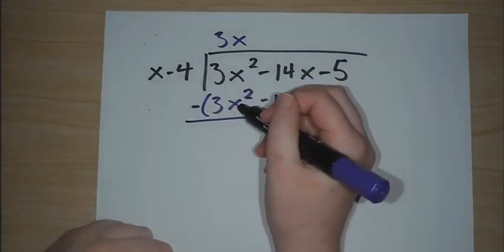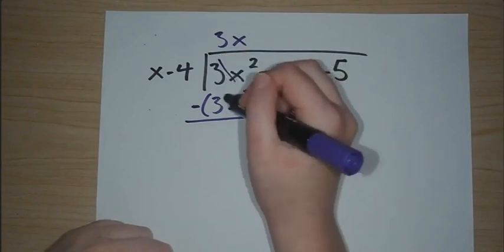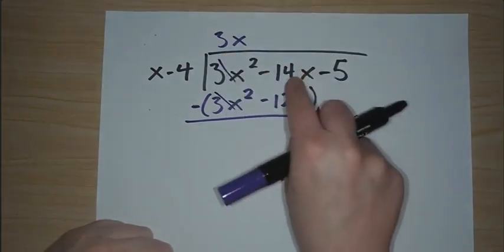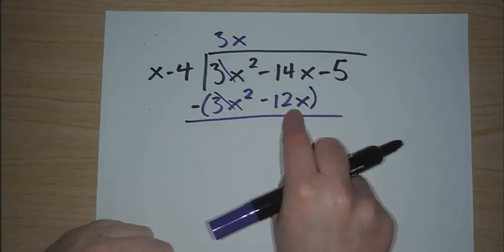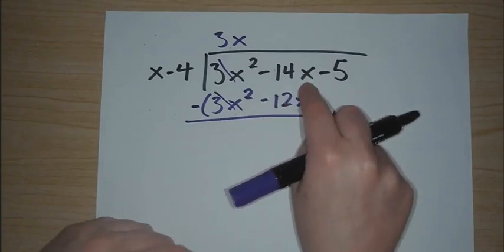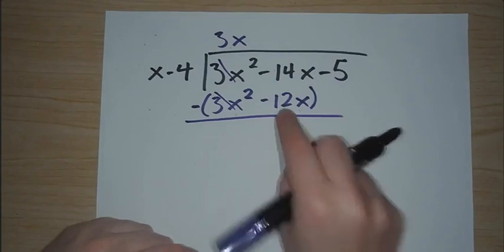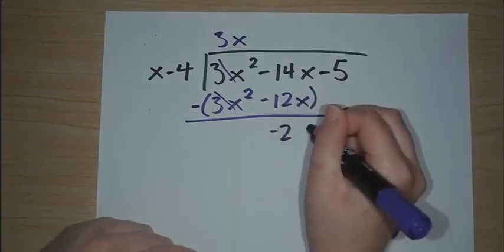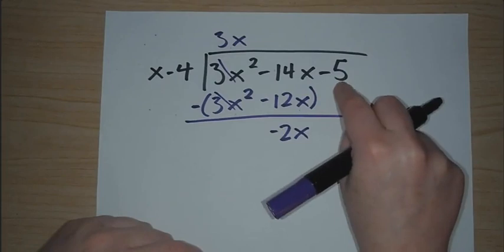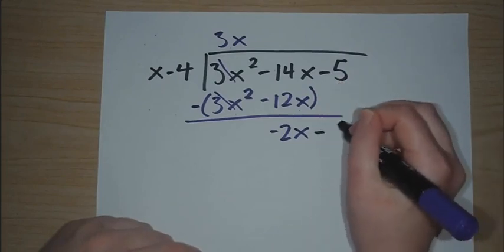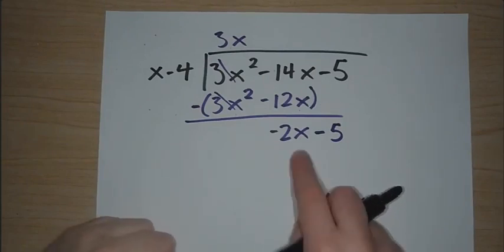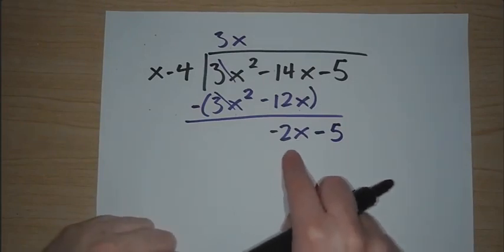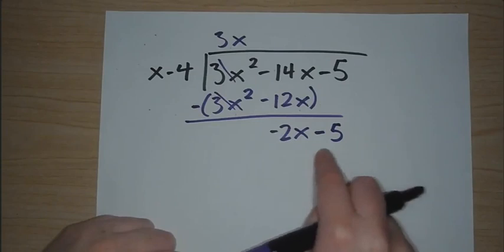So we have 3x squared minus 3x squared. So our 3x squared will cancel. This negative goes over here to make this 12 positive. So we have negative 14x plus 12x, which will be negative 2x. And then we're going to bring down our negative 5 down here. So the first step is done. We need to continue on until we have nothing left.